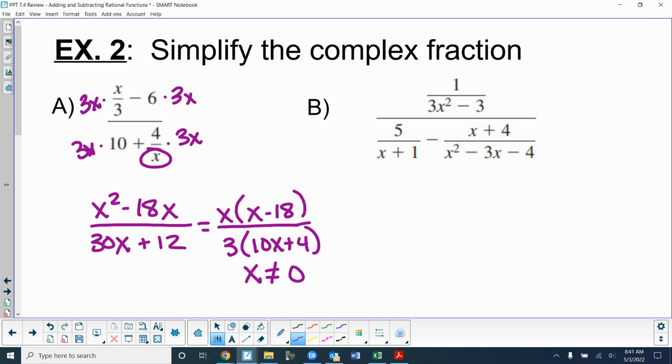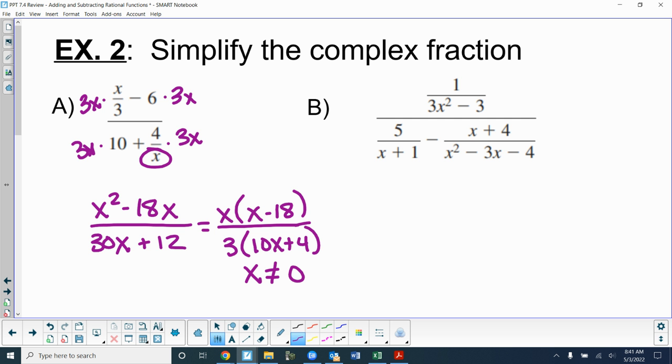Looking at the original problem, because of this denominator of X, we can't have X be 0. Okay? That's how we do these complex fractions. Multiply everything in the top and the bottom by the common denominator. But you have to look at all the denominators in the top and the bottom.